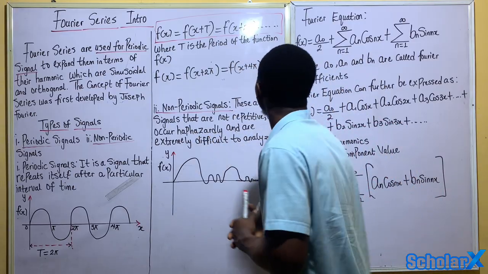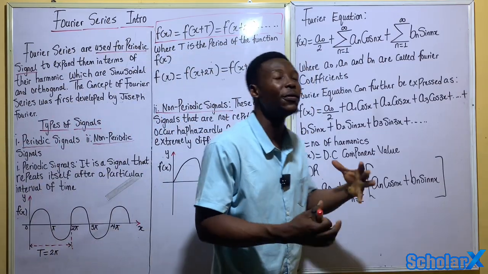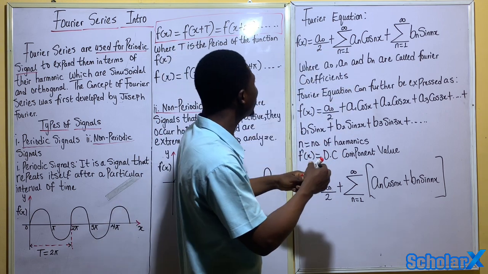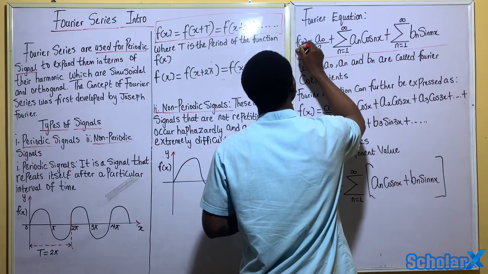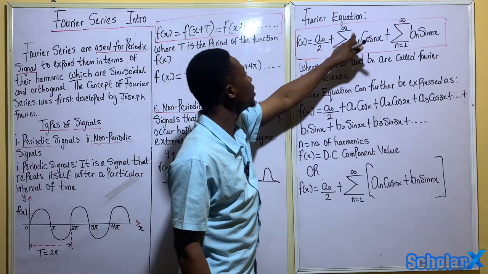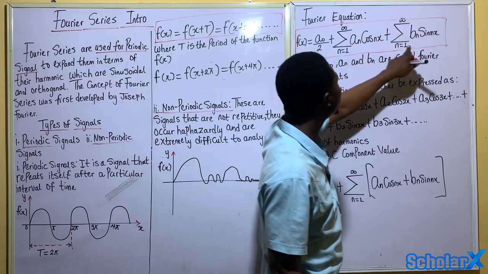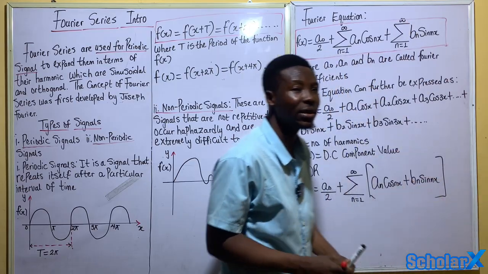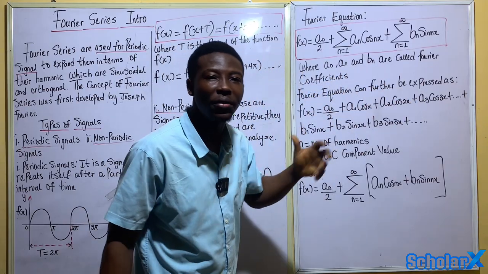Let's go further. Now, let's look at the Fourier equation. The Fourier equation is that f of x is equal to a naught over 2 plus summation from n equals 1 to infinity of an cos nx plus summation from n equals 1 to infinity of bn sin nx, where a naught, an, and bn are called the Fourier coefficients.